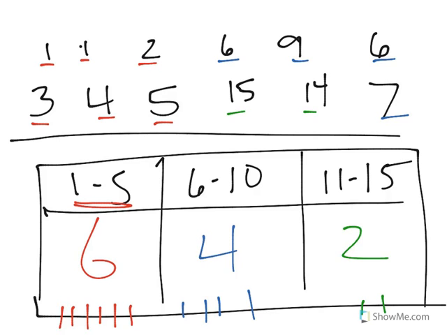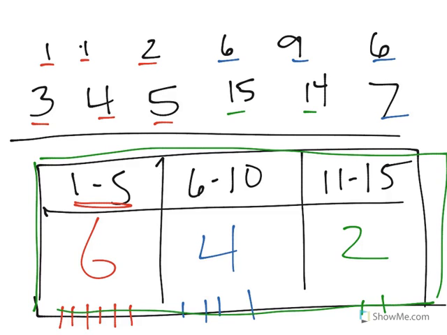And the next thing that you're going to do from this is you're going to make a histogram. A histogram is basically taking this chart and making it into a bar graph. The reason it's a histogram and not a bar graph is because this represents an interval, not just one number.